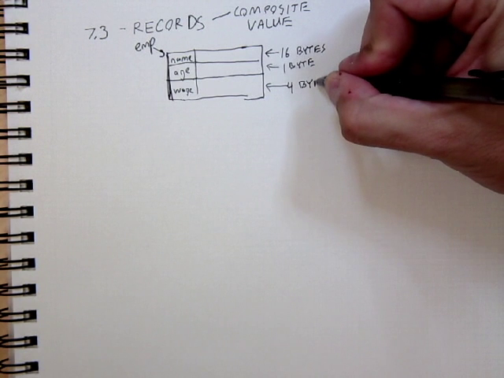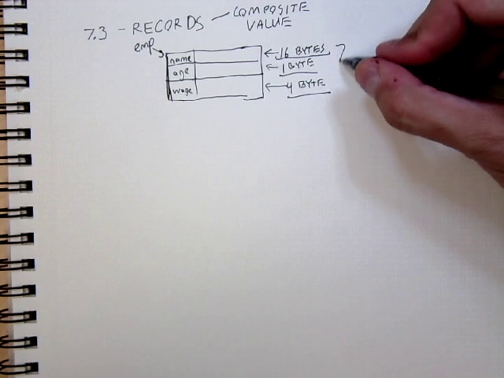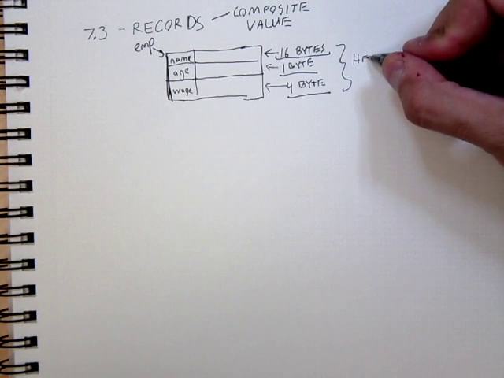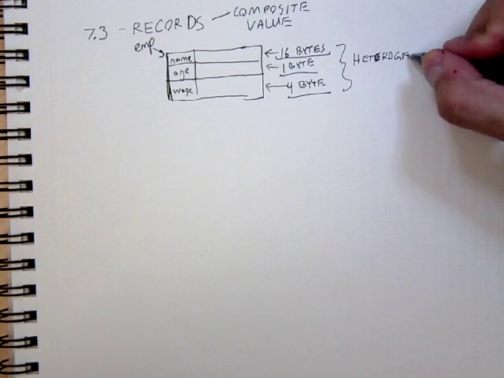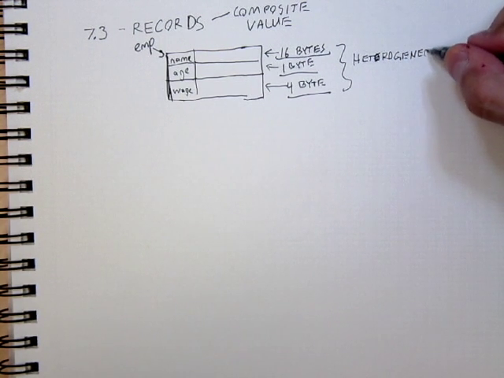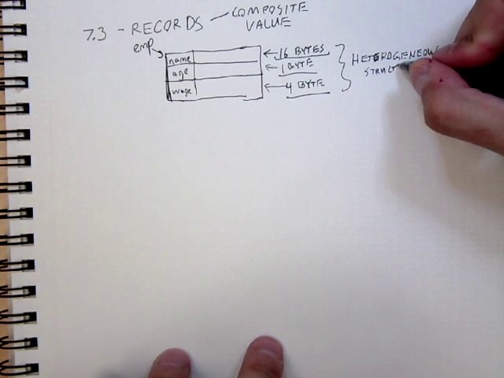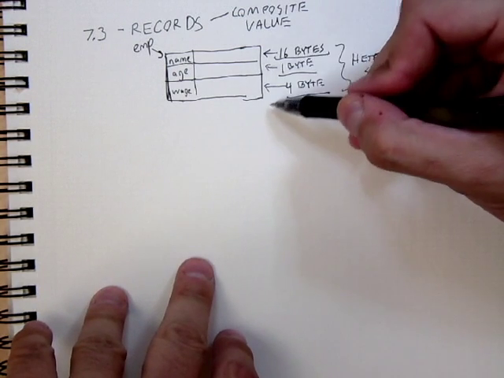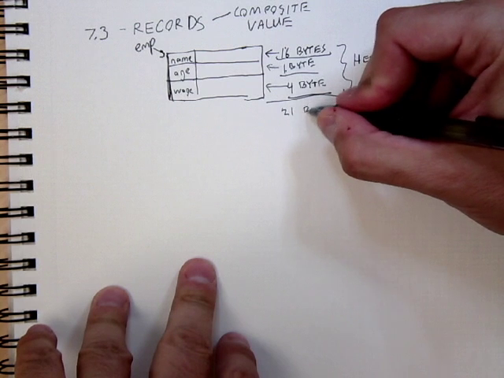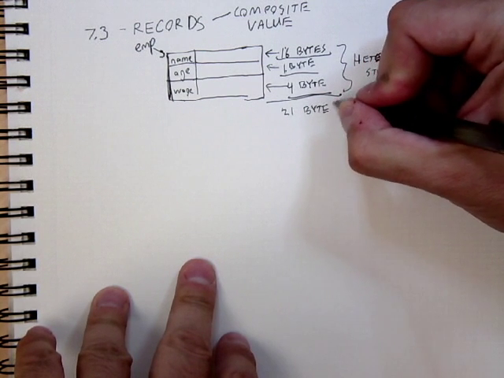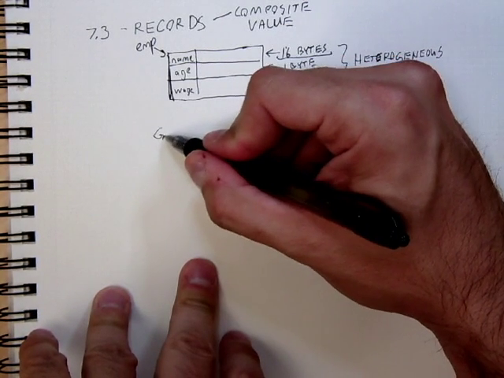So since each field takes up a different amount of space, this is a not homogeneous but heterogeneous, whatever. I hate spelling words that are this long. Structure. The total size of the record is going to be 16 plus 1 plus 4, which is 21 bytes. And this is nothing other than a different way to group your parts.